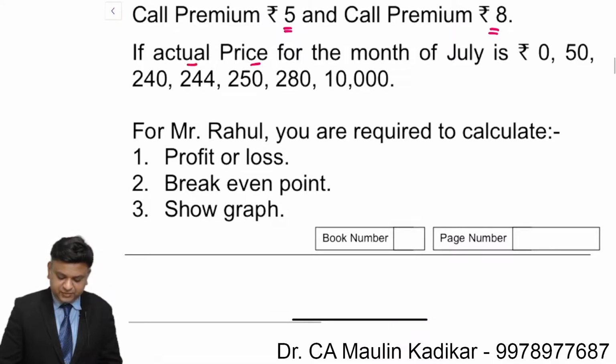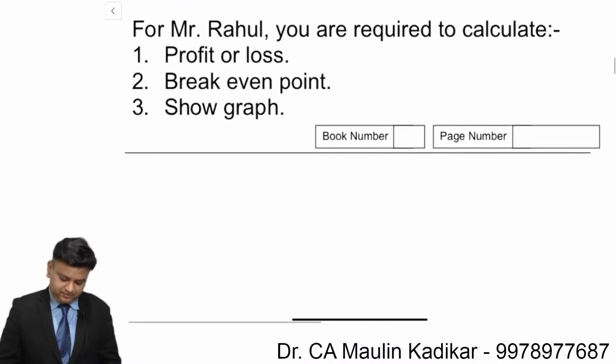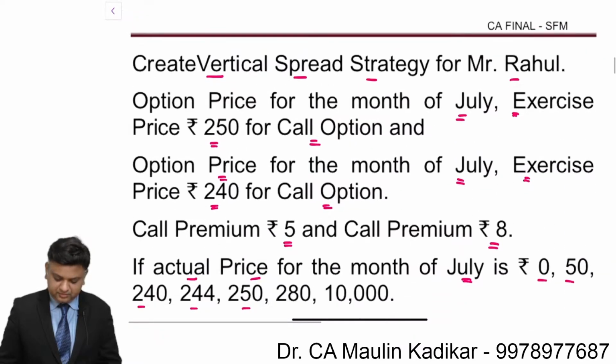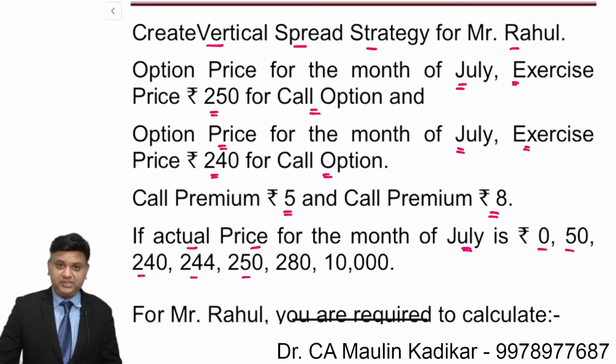If the actual price for the month of July is 0, 50, 240, 244, 250 and so on, for Mr. Rahul you are required to calculate. There are 3 questions: profit or loss, break-even point, and you are required to show the diagram. That is the question. I request you to go through the question, please.